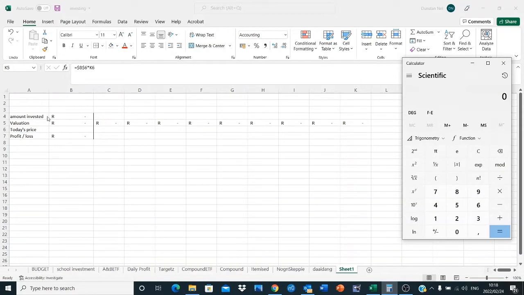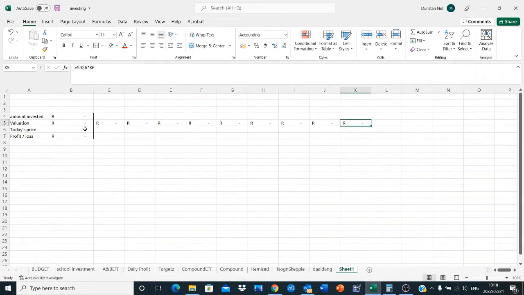As you can see here, I have columns: amount invested, valuation, today's price, profit and loss. This is where I would input stuff, and this is the calculator that pushes out the answer. So let's say, for instance, on a given day, on a given stock, today's share price is 10 Rand. And I decide I'm going to buy 100 Rands worth of shares, and that means I can buy 10 shares. So here is the number of shares that I bought.